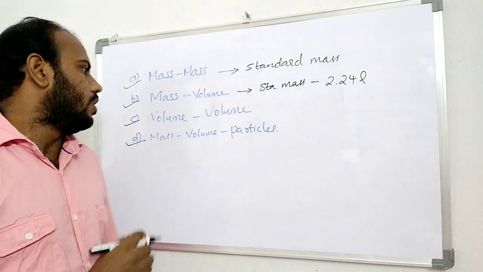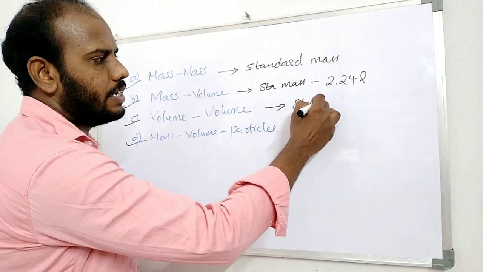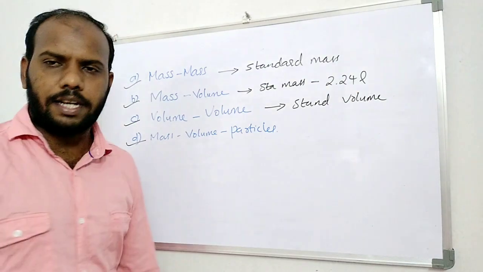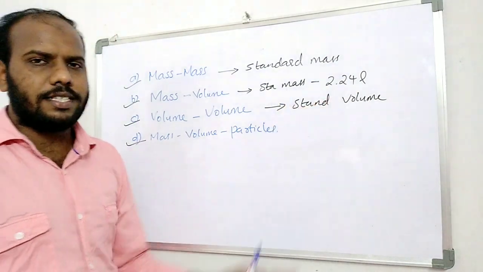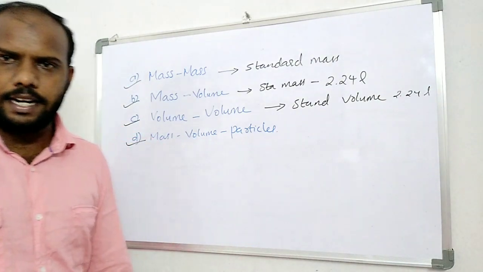You will understand now. Okay, next, volume-volume: we just take the standard volume. We know the standard volume. You just have to compare the standard volume. We know the standard volume, that is 22.4 liter. That is the standard volume.